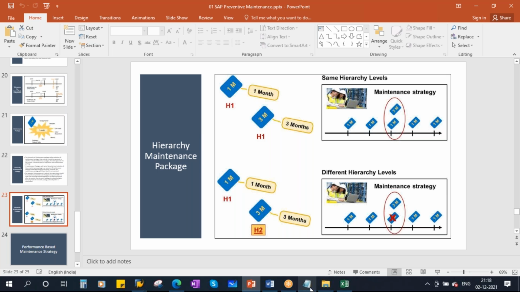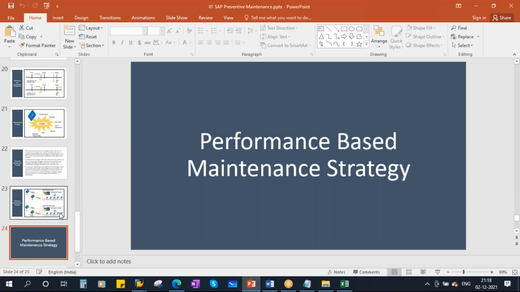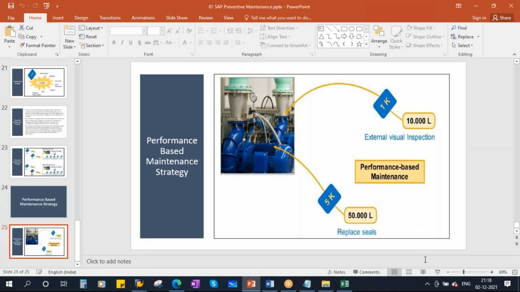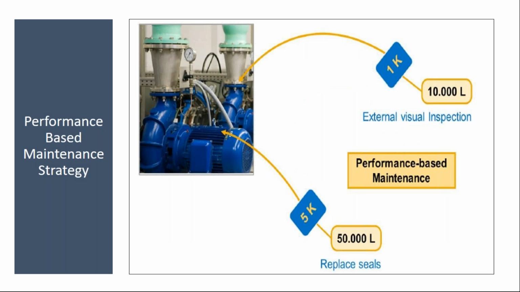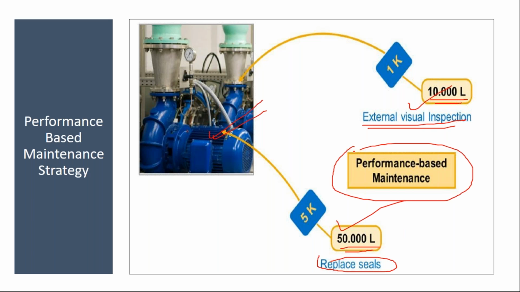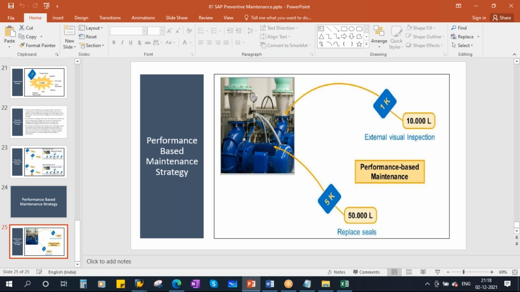Now other than this, we have one more: performance based strategy, counter based. Suppose in your company you have a pump. After the pump consumes 10,000 liters of fuel, you have to do external visual inspection, and after it consumes 50,000 liters of fuel, you have to replace the seals. So you have different cycles here. In this case, you go for performance based maintenance, nothing but counter based. So for that, I'll create a strategy.